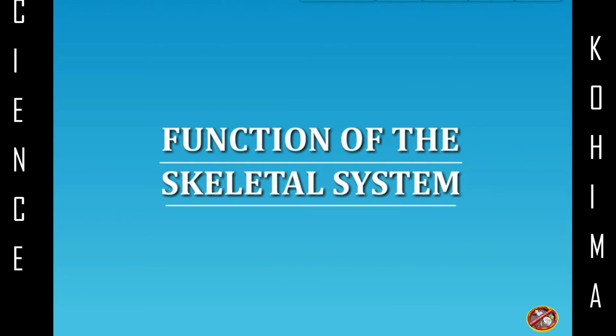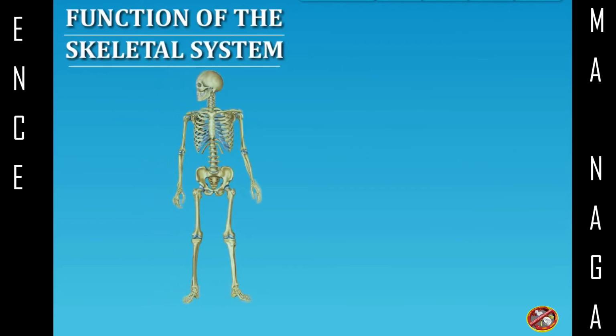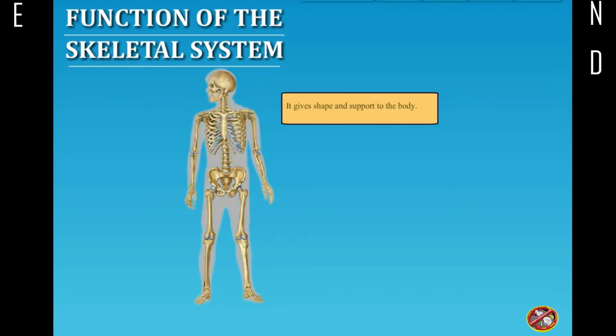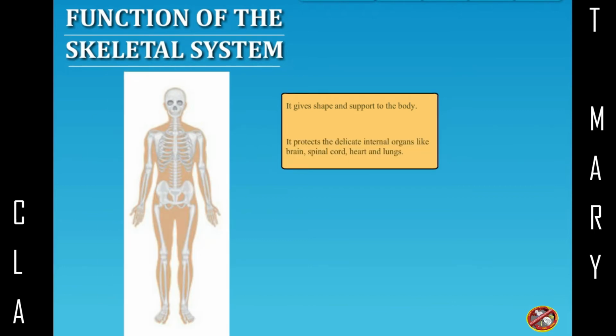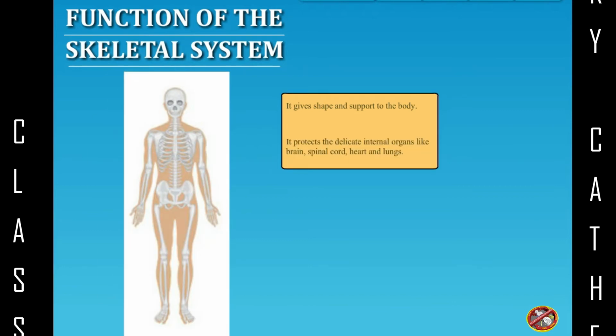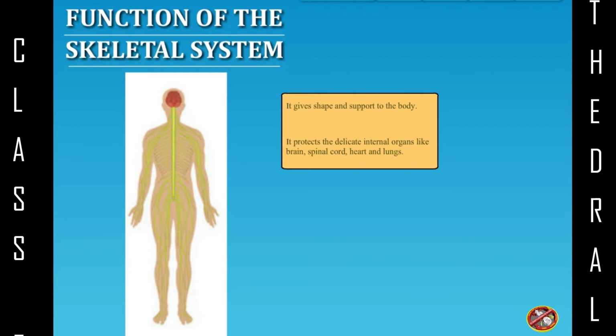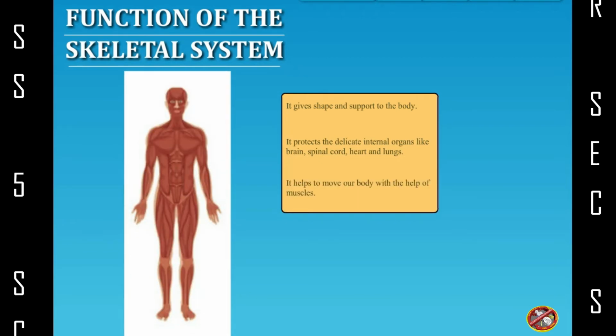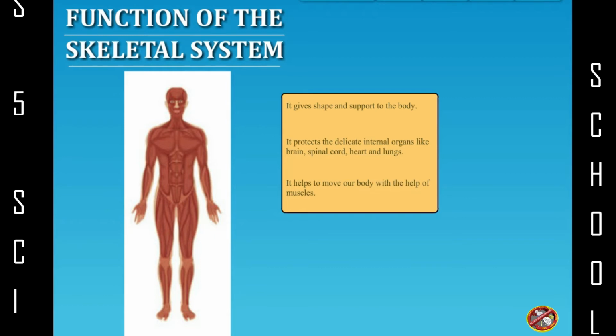Functions of the skeletal system. Functions of the skeletal system are as follows. It gives shape and support to the body. It protects the delicate internal organs like brain, spinal cord, heart and lungs. It helps to move our body with the help of muscles.